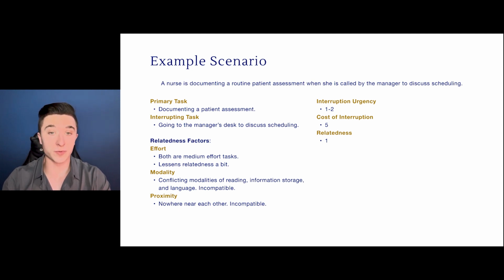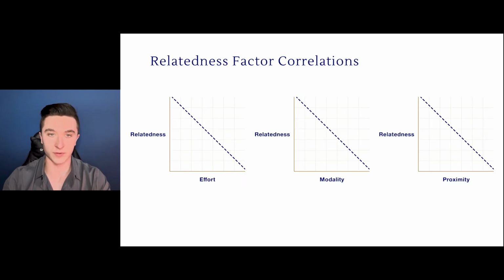So the relationships between the rules and relatedness would be graphed in the following ways. The rule of interruption load: the higher the total cognitive load imposed by the interruption, the lower the relatedness becomes, resulting in a negative correlation here. The rule of task modality states that the more closely related the task modalities of the primary and the interrupting tasks are to each other, the lower the interruption relatedness becomes.